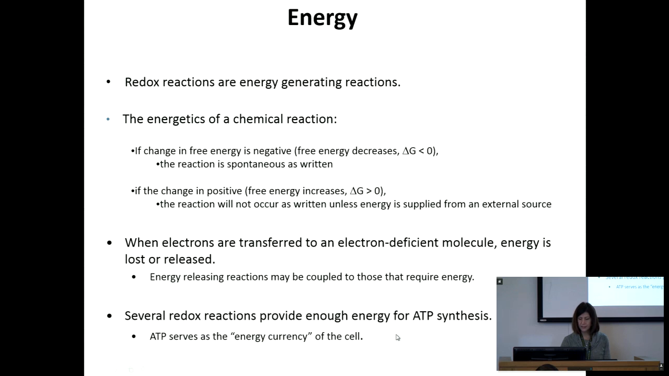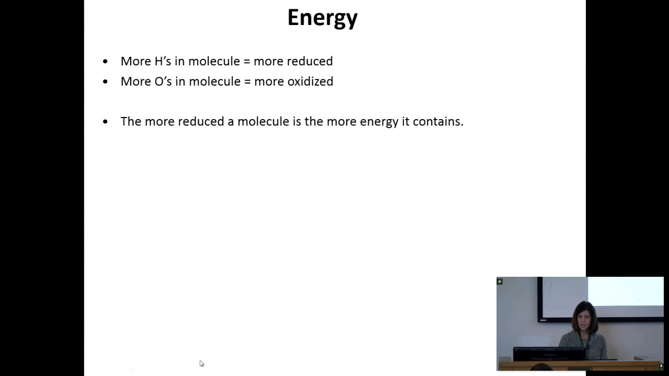All right, so again, we're going to use those redox reactions to make our ATP, our energy currency. I call it our money molecule. Right? It's like money in our pocket, the more ATP we make. Again, more hydrogens in the molecule, it's more reduced, more oxygen, it's more oxidized. So the more reduced a molecule is, the more energy it contains.